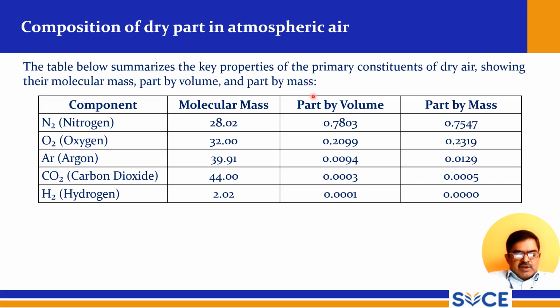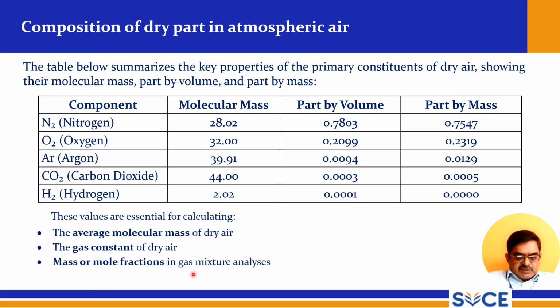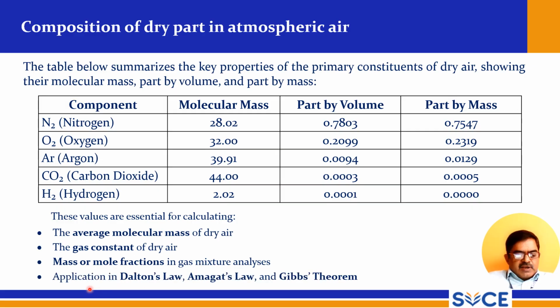In the earlier session we saw a very similar table for these components, and these values are essential for calculating the average molecular mass of dry air. The average molecular mass of dry air can be calculated using this table, along with the gas constant of dry air. The mass and mole fractions of the gas mixture are used in Dalton's law for partial pressure, Avogadro's law for partial volume, and Gibbs theorem. In all these three theorems, everywhere we can apply this molecular mass.